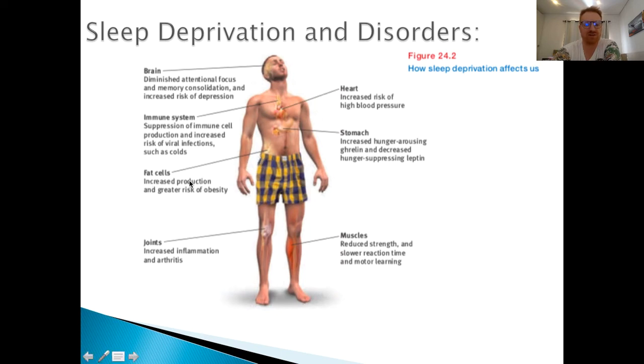Again, increased production of fat cells. We have greater risk of obesity, so our metabolism is actually negatively affected if we're not getting enough sleep. Reduced muscle strength, lower reaction time, so the somatic system of our nervous system is also slowed if we're not getting enough sleep at night. And joints, we can have a lot of problems with inflammation. Usually when we have inflammation, it's because our immune system is attacking our own body essentially, and that's what inflammation and arthritis is. So, lots of reasons why you should get sleep at night.